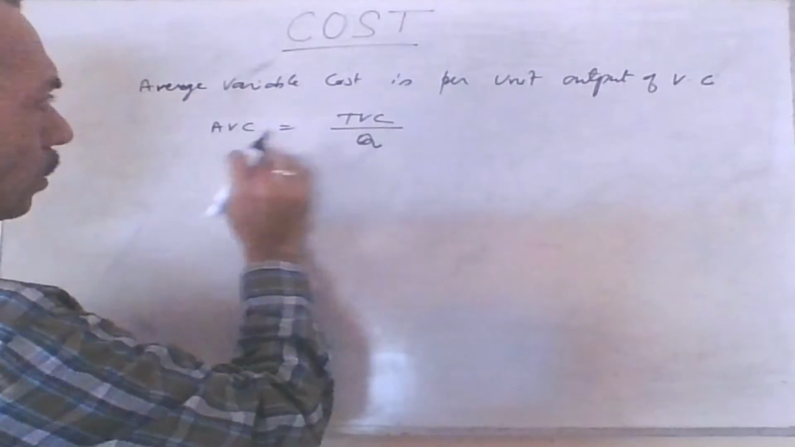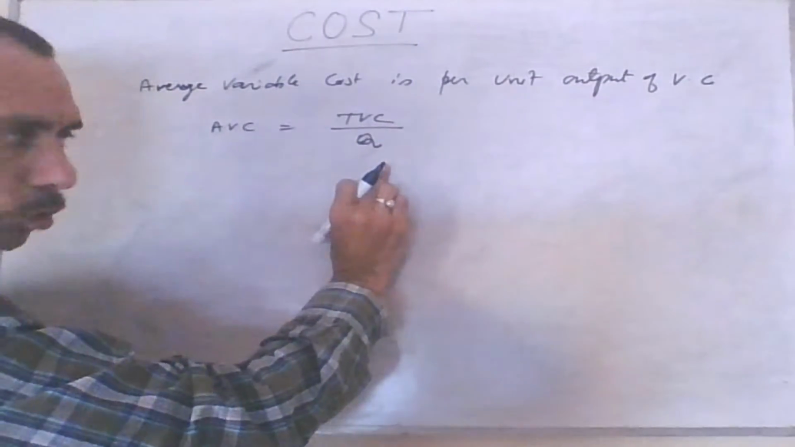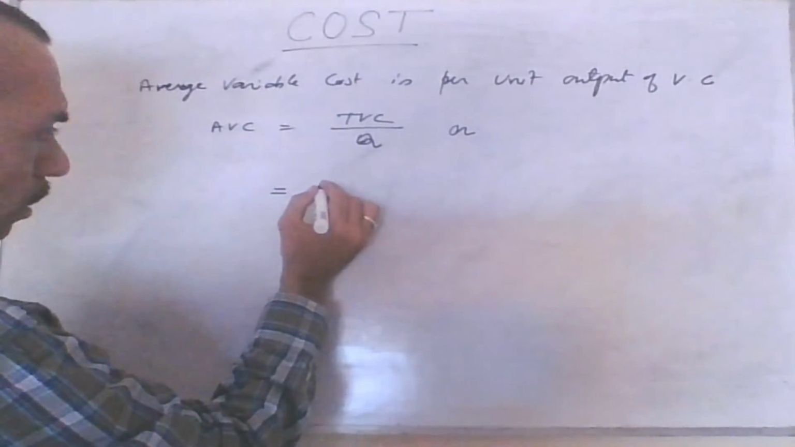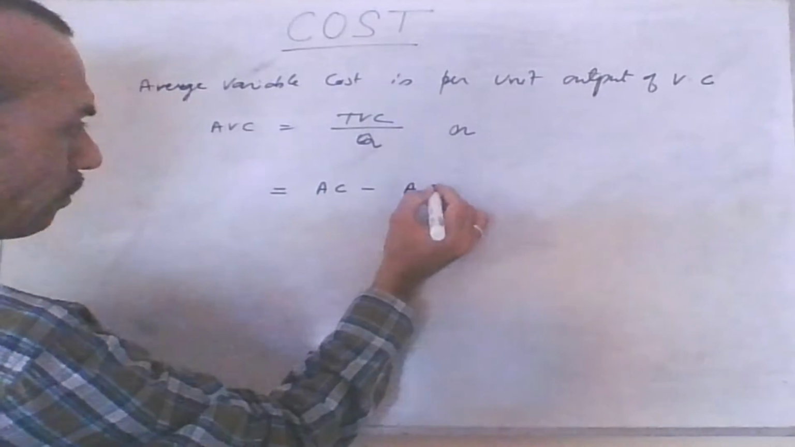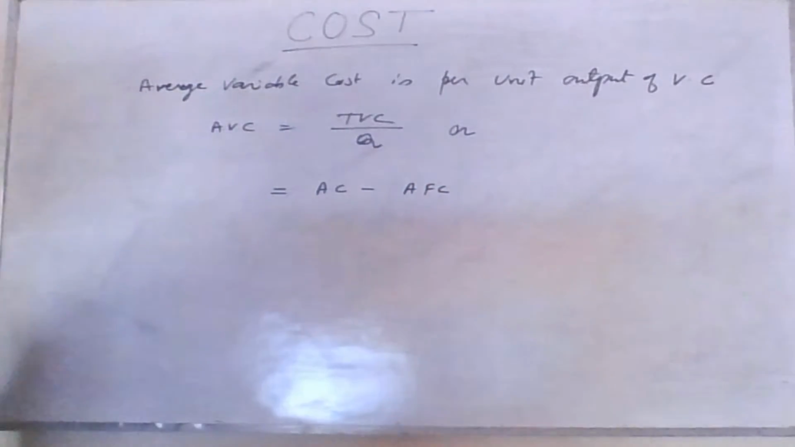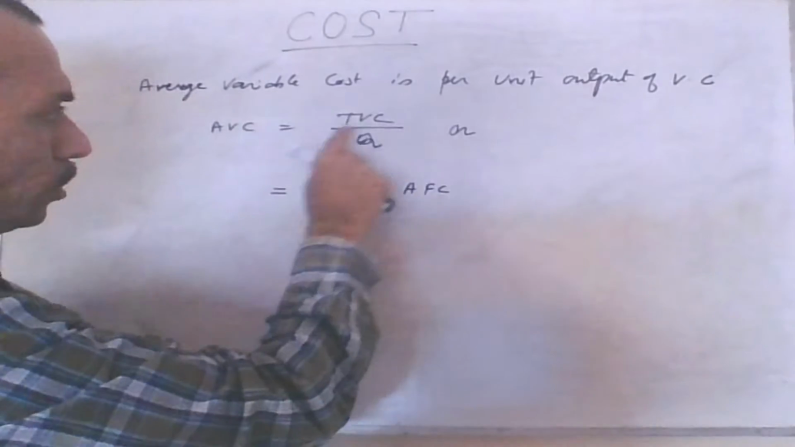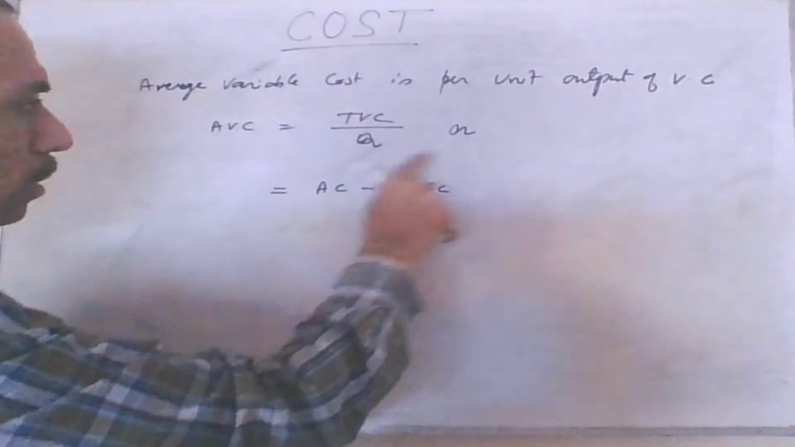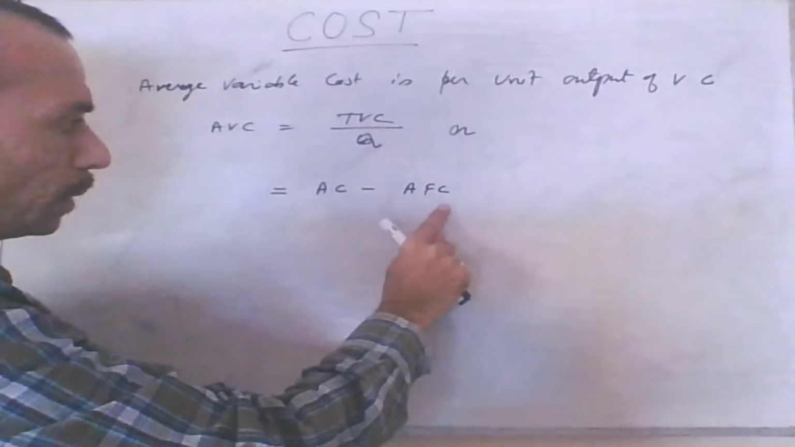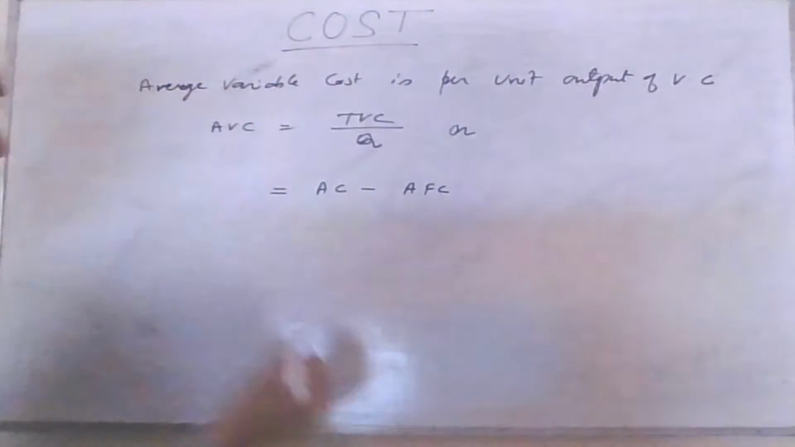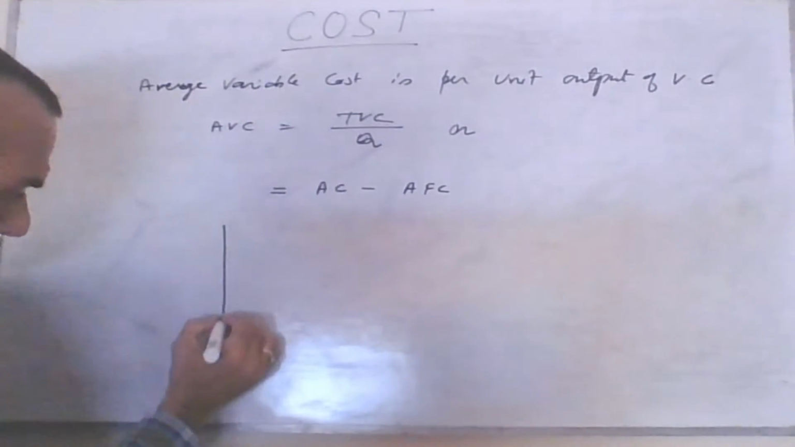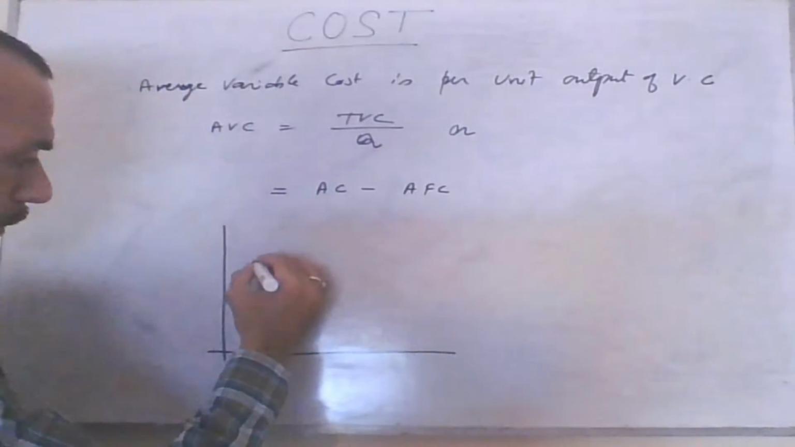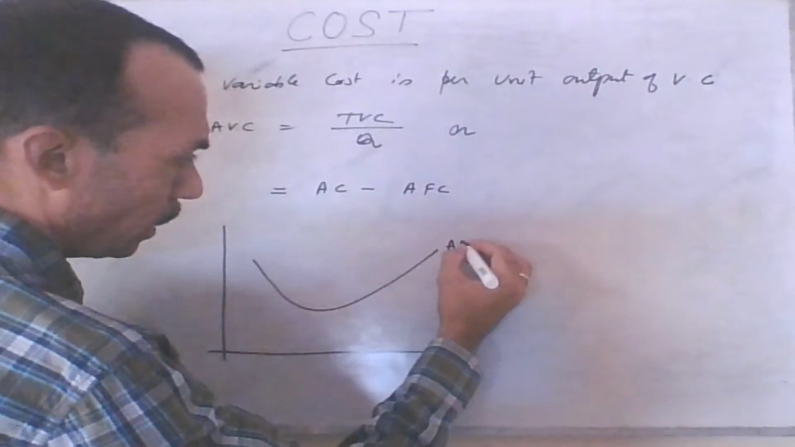Average variable cost equals total variable cost divided by Q, or average variable cost equals average cost minus average fixed cost. We can calculate the average variable cost simply as the total variable cost divided by the output. Q means output. Average variable cost is a U-shaped curve.